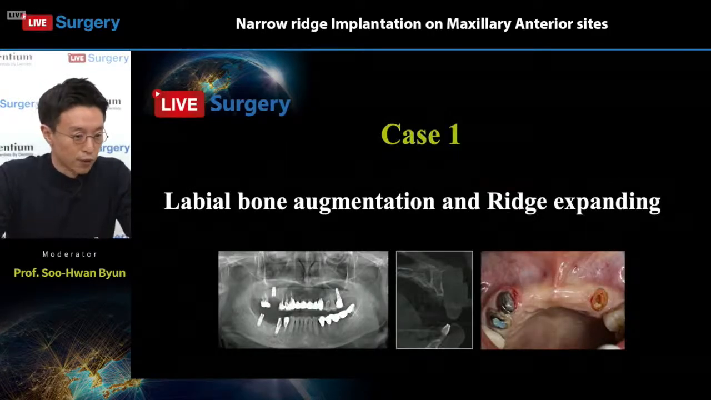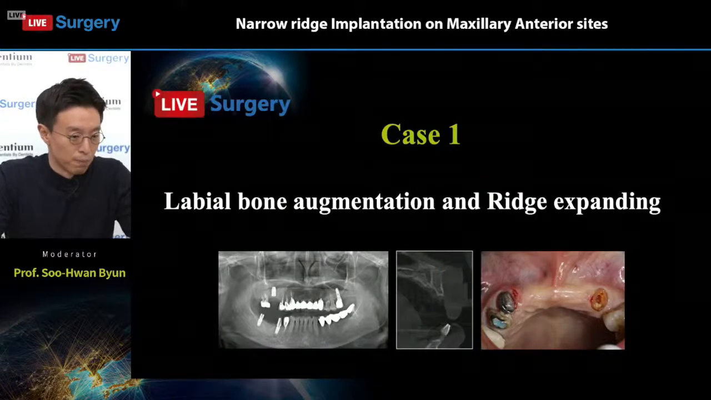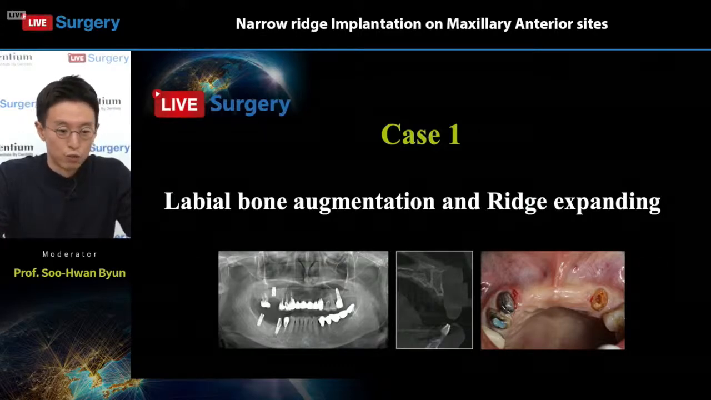Okay, let's begin our first live surgery. But before we get into it, I will give you a brief description of the patient prior to the surgery. We will receive your questions regarding the live surgery. Please do not hesitate to ask questions.